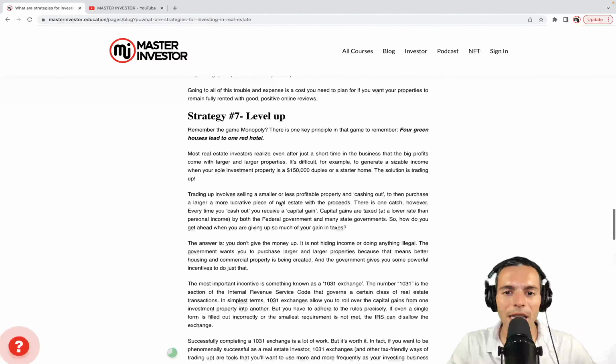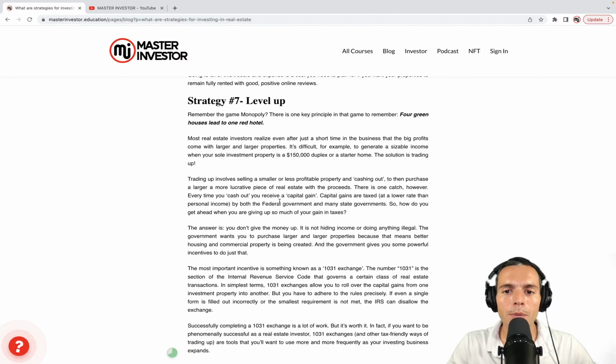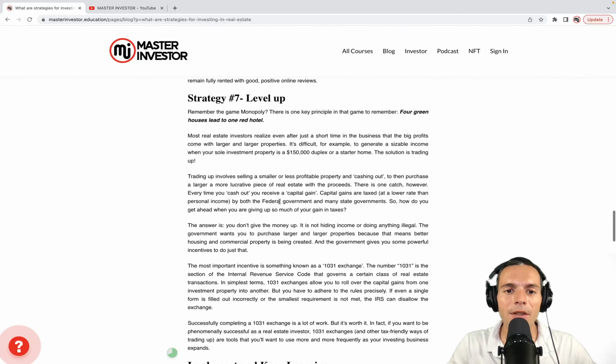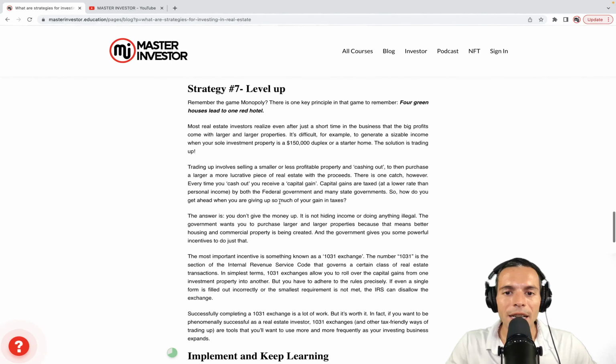Strategy number 7, level up. Remember the game of Monopoly? There is one key principle in that game to remember. 4 green houses lead to 1 red hotel. Most real estate investors realize even after just a short time in the business that the big profits come with larger and larger properties. It is difficult, for example, to generate a sizable income when your sole investment property is a 150,000 duplex or starter home.